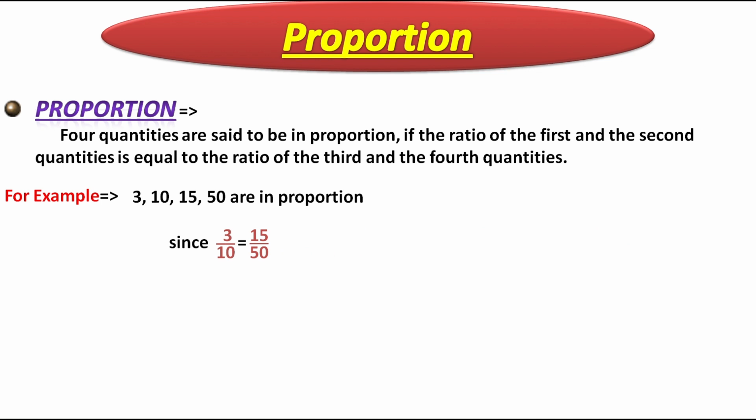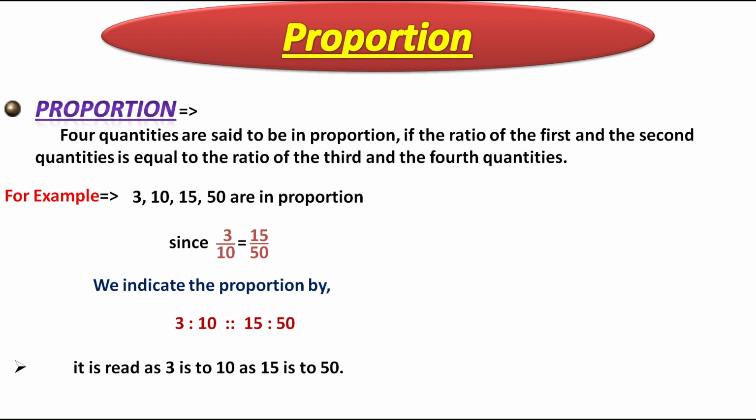As we know from equivalent fractions, if I multiply this 3/10 by 5, I get the answer 15/50, because 3 fives are 15 and 10 fives are 50. Therefore, these two fractions are equivalent. So these four numbers we can indicate by proportion as 3:10 as 15:50. This we read as 3 is to 10 as 15 is to 50. So we can say they are in proportion this way.